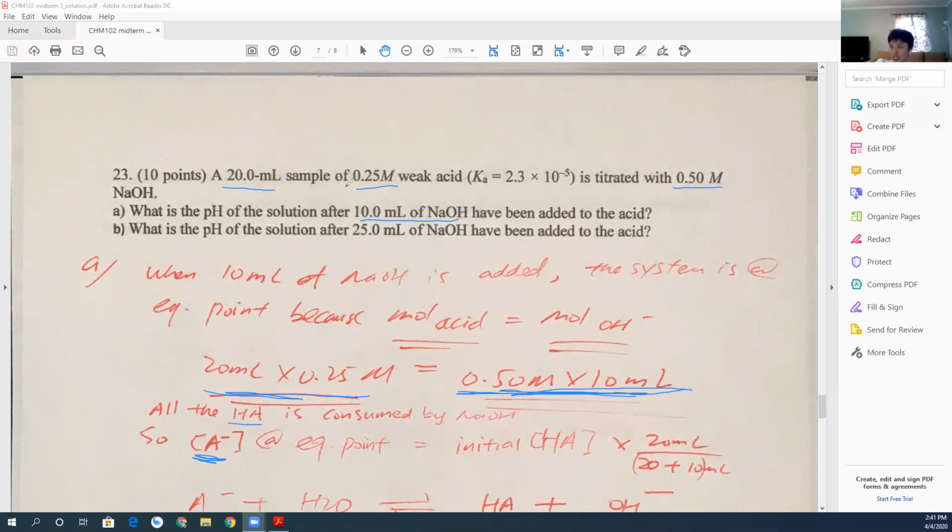The initial concentration of HA is 0.25, but you add another 10 milliliters of base solution, so the final volume becomes 30 milliliters. So you have to convert that concentration.